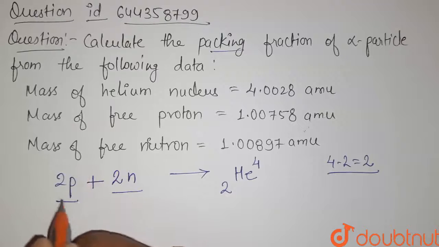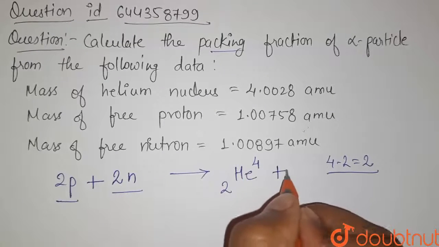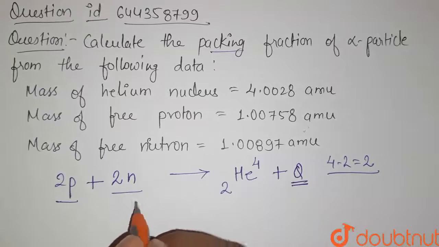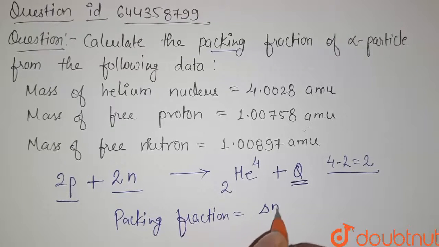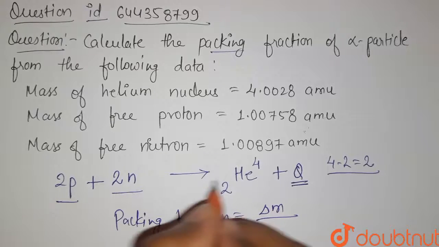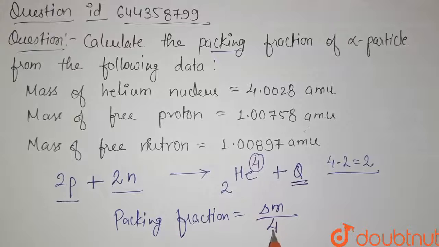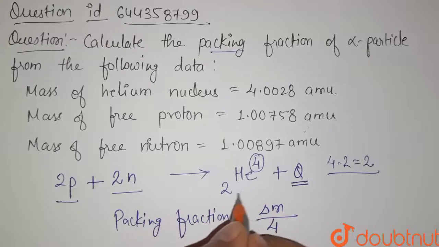When we combine these 4 nucleons, we get a nucleus. It releases some energy in this process and we call it Q value. Now the packing fraction is given by the mass defect divided by the number of nucleons. Here the number of nucleons is 4, so the packing fraction will be given by delta m divided by 4. Delta m means mass defect, and it is the loss in mass during the formation of this nucleus.